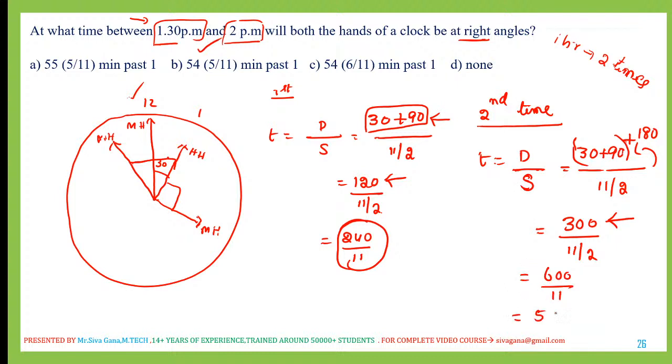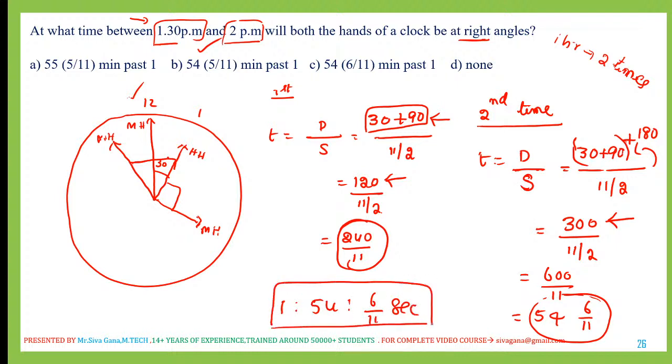11 5s are 55, 11 4s are 44, so 54 6 by 11 minutes. After 1 o'clock, 54 6 by 11 minutes, which means 1 o'clock 54 minutes 6 by 11 seconds. This is the time between 1:30 and 2 o'clock, the answer for this question. This is a GATE examination question, my dear viewers.